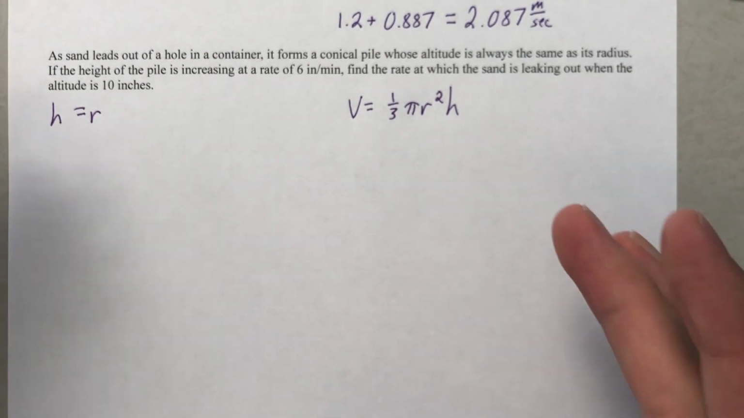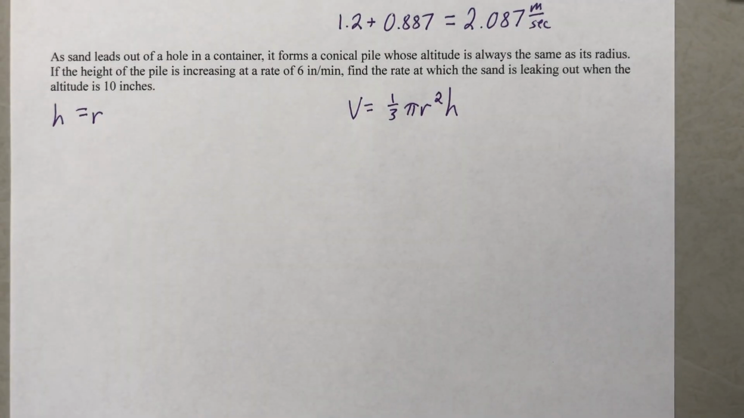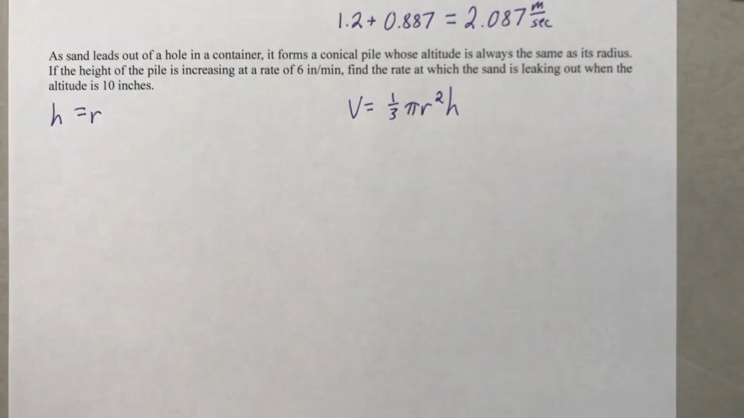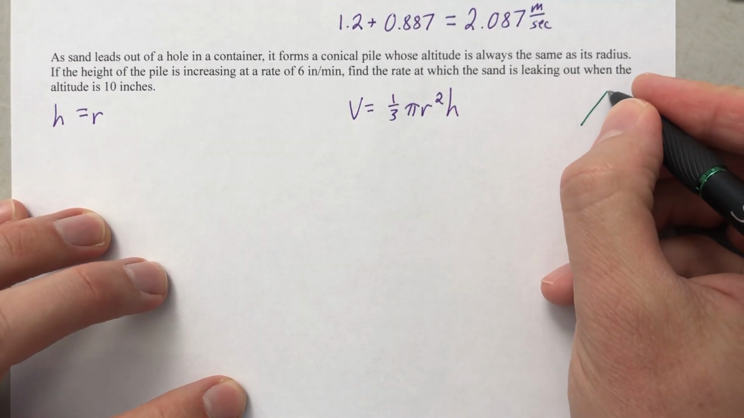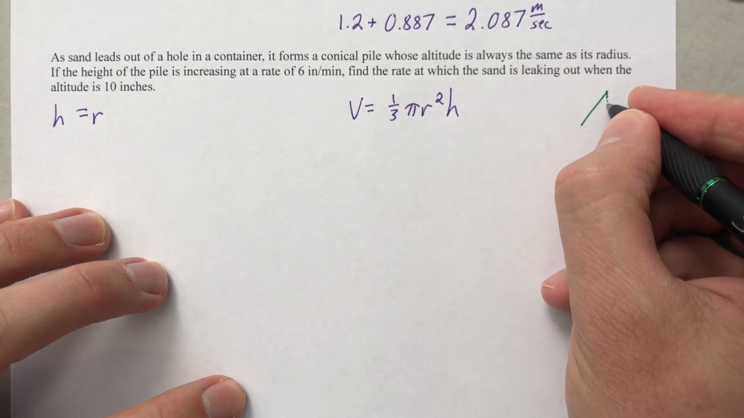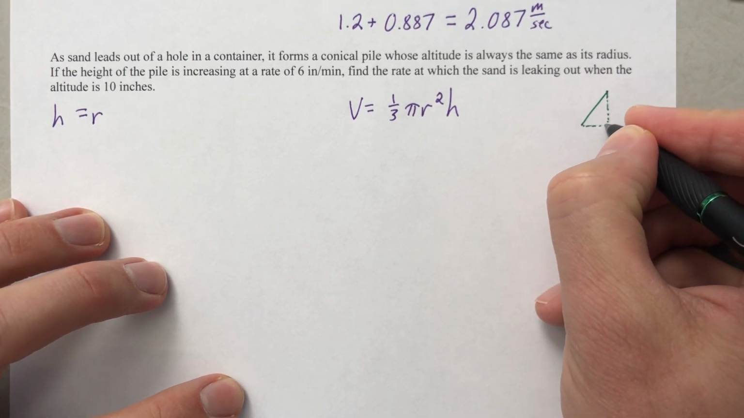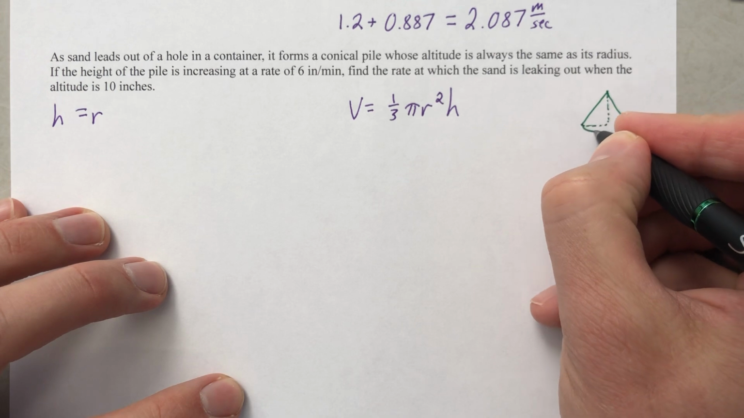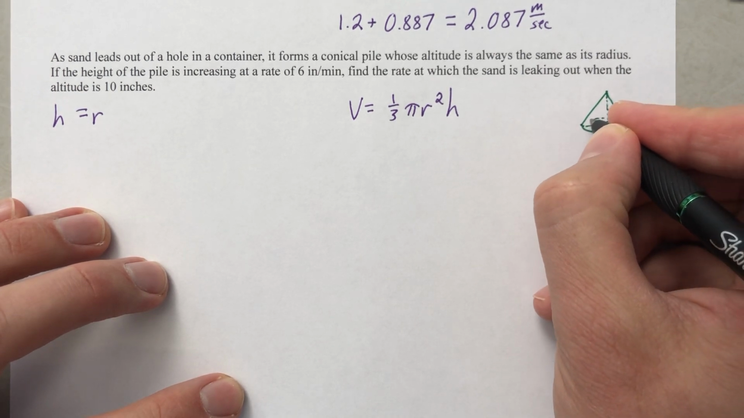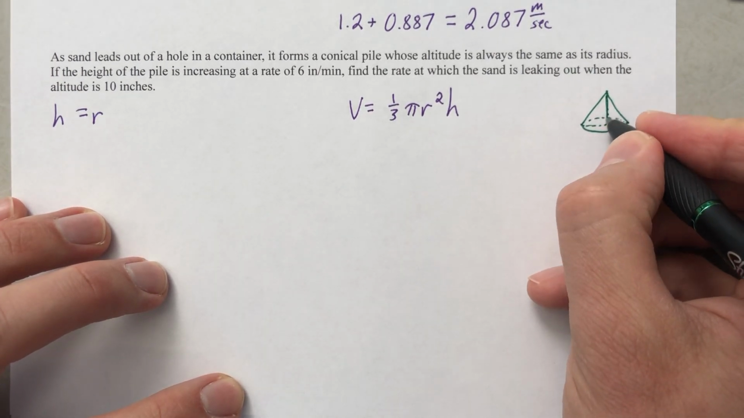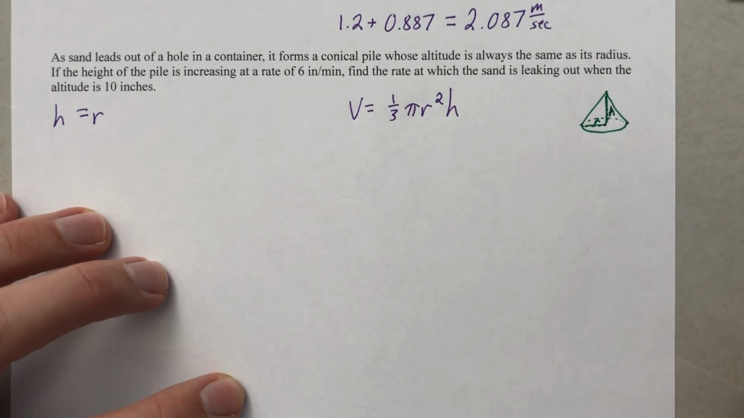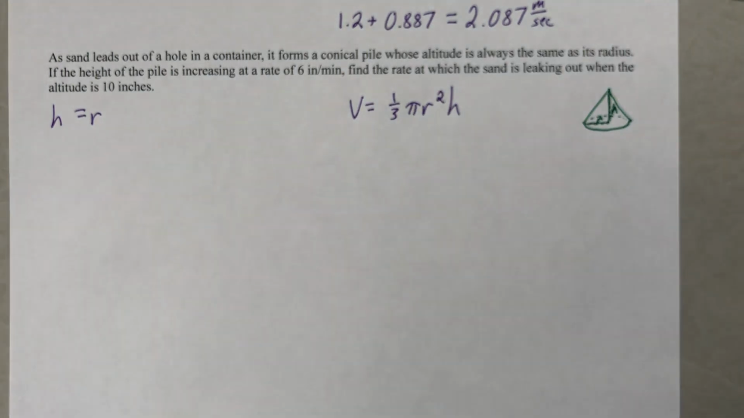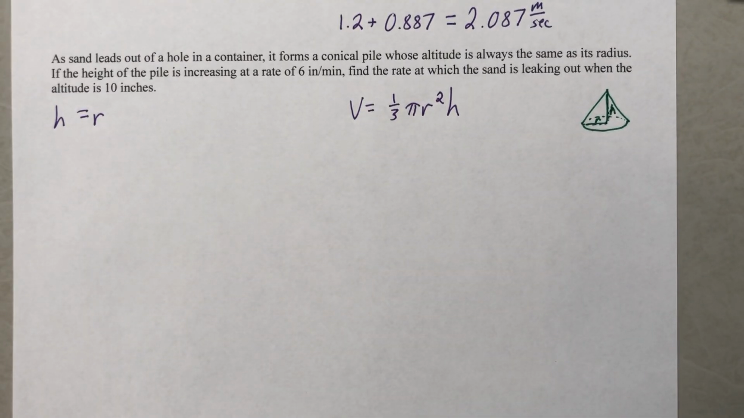So as the sand leaks out, you're going to have a cone. Draw it if you want to or not, it doesn't matter. You're going to have a cone whose height is always the same as its radius. So this height and this radius are always going to be the same. It just consistently works out that way within this context of how the sand is falling. All right, let's keep moving.